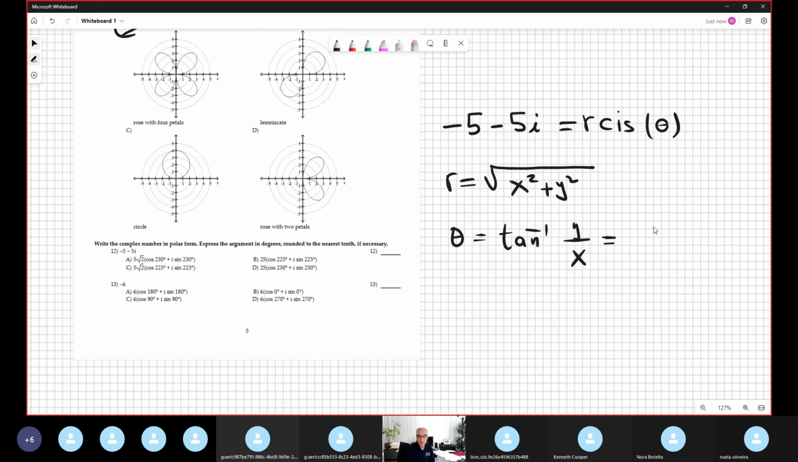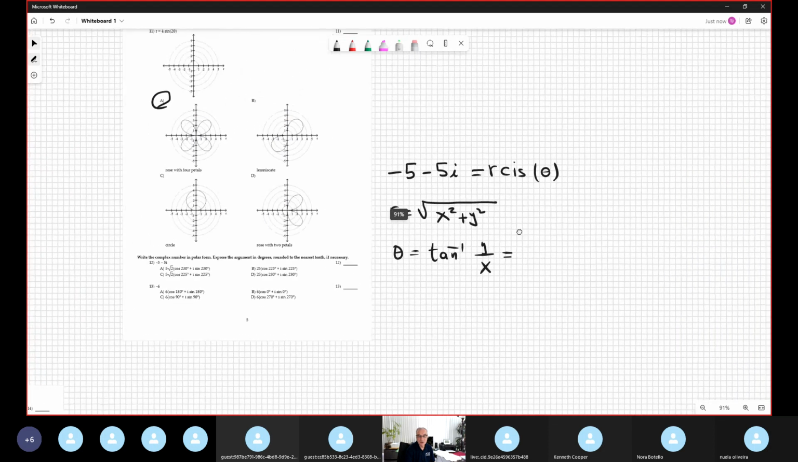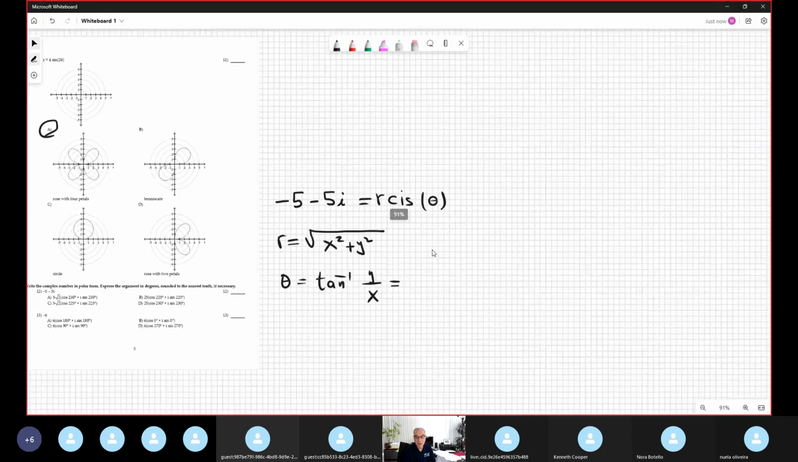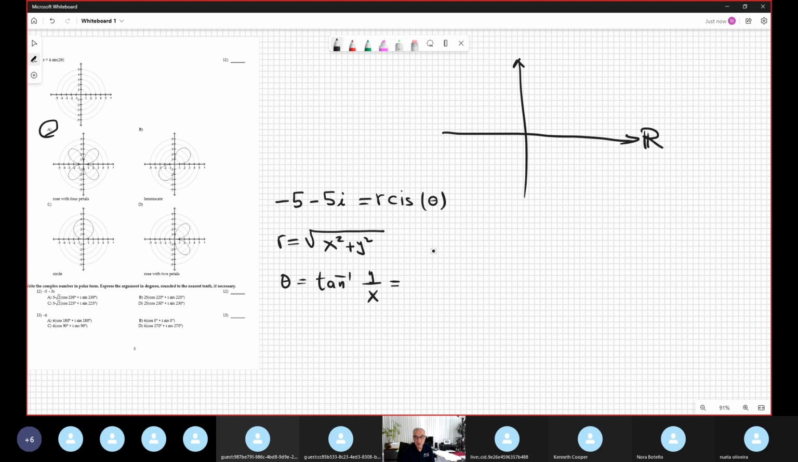Do the graph of this complex number in the complex plane. The complex plane has the real number here and the imaginary number here. It's not the classical x and y. Then negative 5, negative 5: 1, 2, 3, 4, 5 to the left, and down 5, 1, 2, 3, 4, 5, negative 5i. So our complex number lies here.